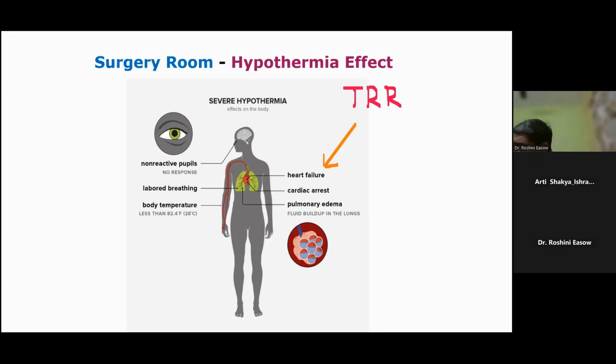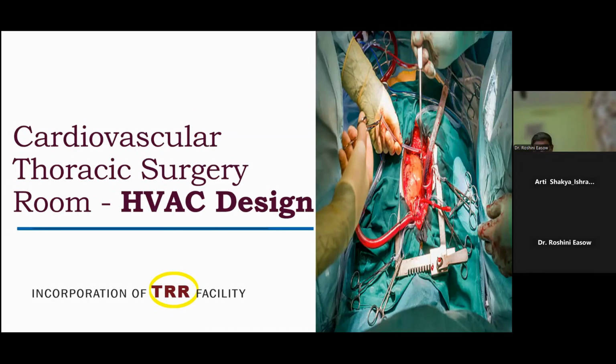If we get an opportunity, we will have a separate session on designing a TRR system in cardiovascular systems. That is why I'm closing it. I'm showing you this is a cardiovascular thoracic surgery room, HVAC design, incorporation of TRR facility. I received many mails. Anyhow, we hope we will get an opportunity to explain how TRR can be done, but it's a big session. We will make an exclusive session for TRR, on how to build it into a surgery room, a cardiovascular surgery room.